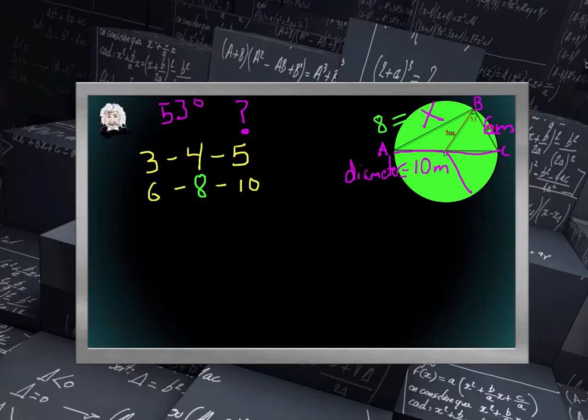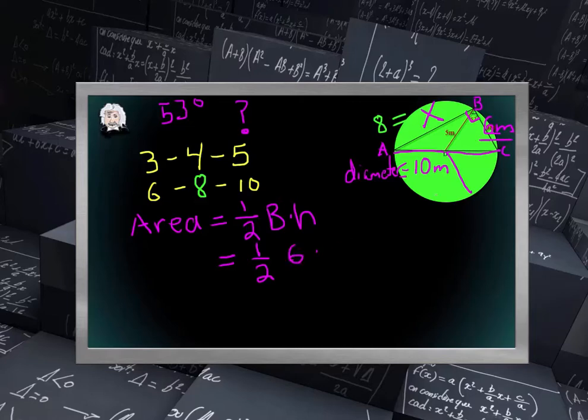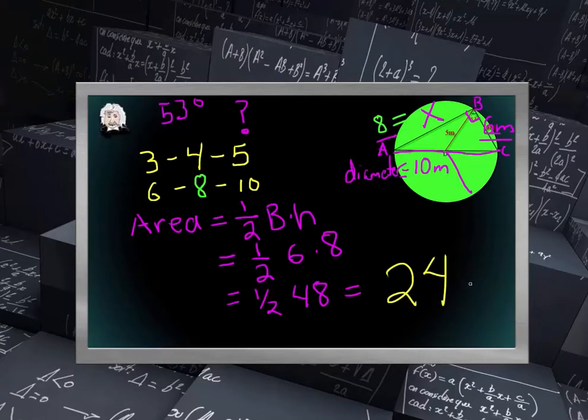We now know the angle shown here must be a right angle, and therefore it's 90 degrees, and we can multiply the base of 6 times the height of 8 meters, which are perpendicular, to arrive at the area of the triangle. In this case, it's 1/2 base of 6 meters times height of 8 meters, which equals 1/2 of 6 times 8, which is 48. 1/2 of 48 is 24 square meters. And that is the answer to our question.